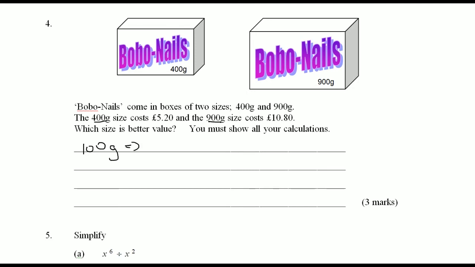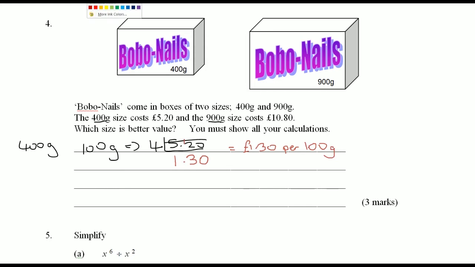100 grams is nice and easy. If we know 400 grams is 520, then 100 grams for the 400 gram batch is 520 divided by 4. 4 in the 5 goes once, with 1 left over. 4 in the 12 goes 3, with nothing left over. 4 in the 0 goes 0. So we get that it is 130 per 100 grams.